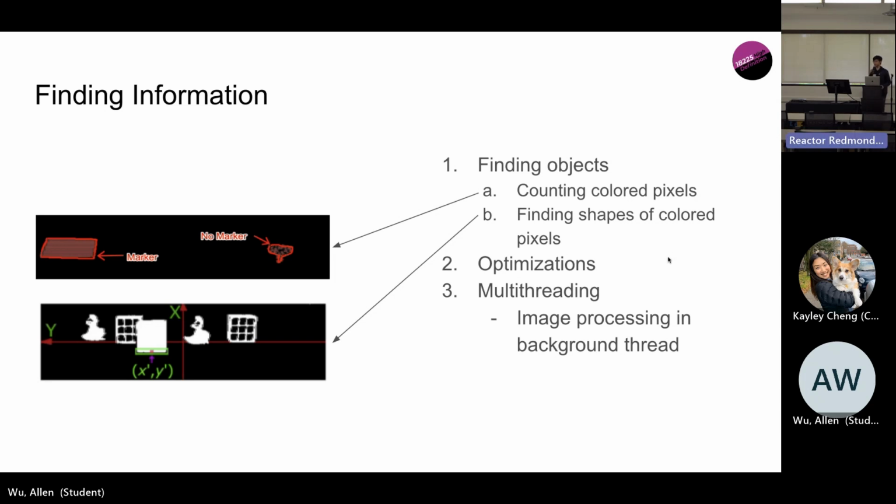Does anyone have any questions about optimizations, about finding information within our new array of zeros and ones?